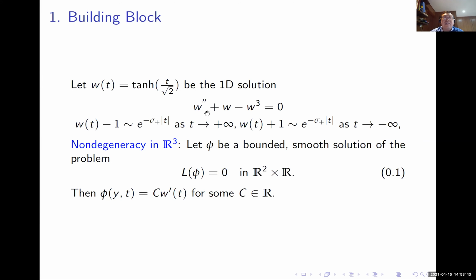We started with the building block last time. The building block is the one-dimensional solution, a heteroclinic connecting -1 and +1, with exponential decay to the constants, and this is important. We proved non-degeneracy. The solution is not only non-degenerate in 1D, it is also non-degenerate in 3 dimensions. If you put this solution in 3 dimensions, the only kernel is the derivative, w prime. This is the non-degeneracy.